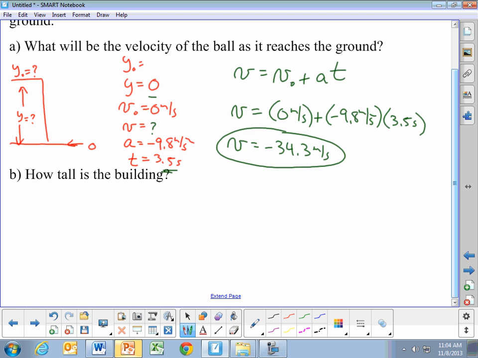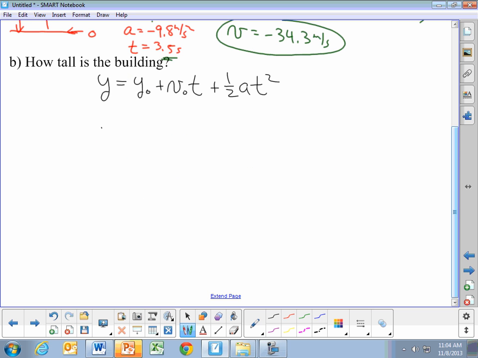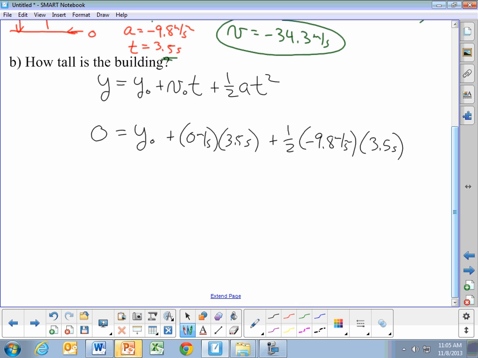And for the second part of this question, how tall is the building, we're going to relate the position and the time. So we look at the final height y equals the initial height y0 plus the initial velocity times the time plus 1/2 times the acceleration times the time squared. So in this we knew that the final height was 0. We're looking for the initial height. The initial velocity was 0 meters per second times the time of 3.5 seconds plus 1/2 times negative 9.8 meters per second squared times the time of 3.5 seconds, that quantity squared.